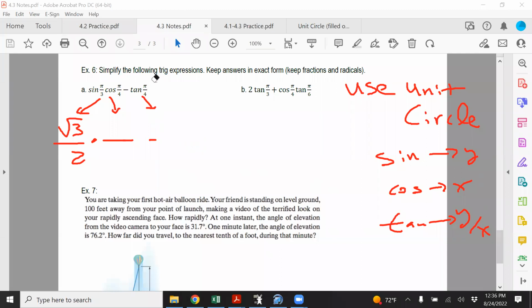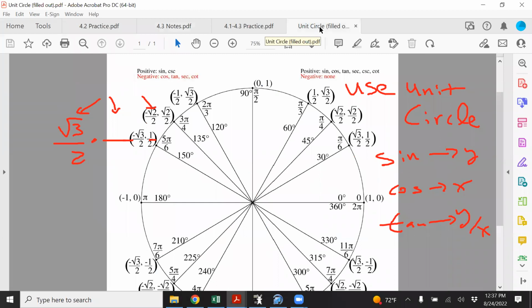Okay, let's look at cosine. Pi over 4. Where's pi over 4? Right there. I want cosine, so I want x. That's how you use a circle. Root 2 over 2. Exactly.